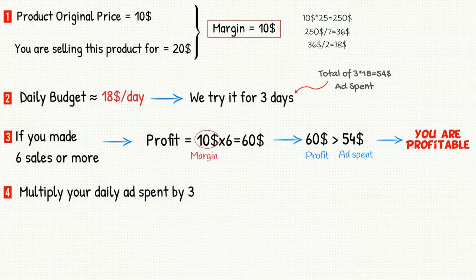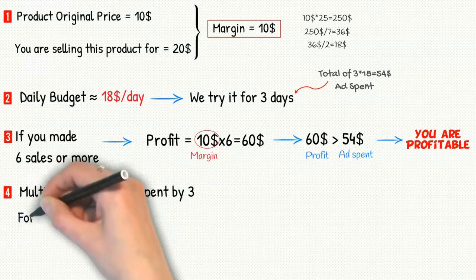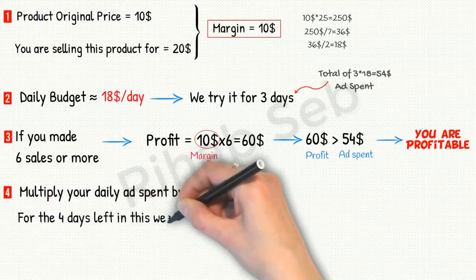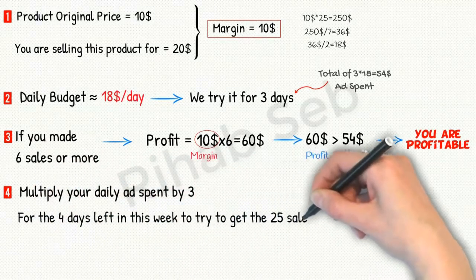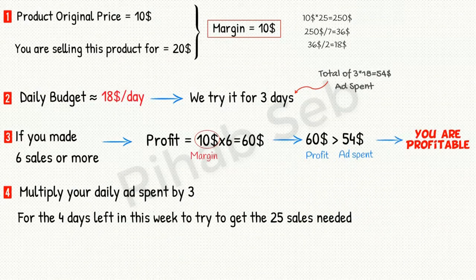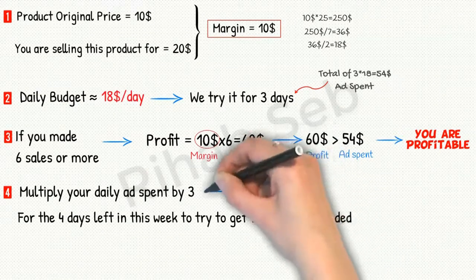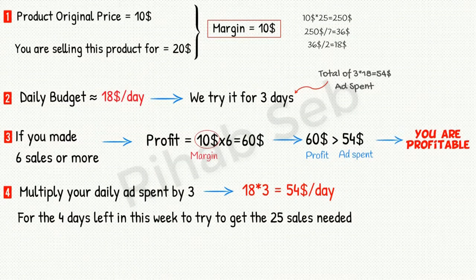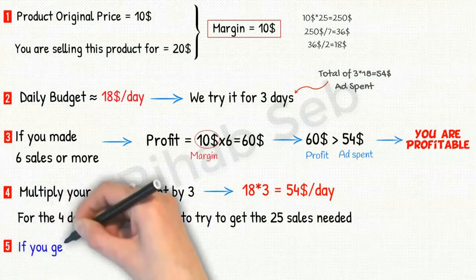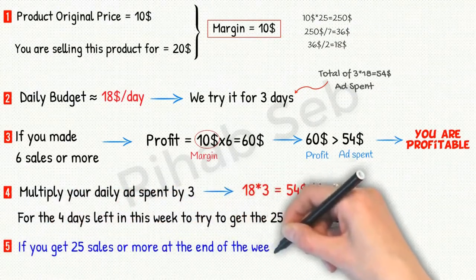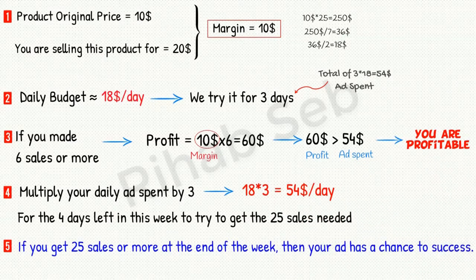In this case, you will multiply your daily ad spend by 3 for the 4 days left in this week to try to get your 25 sales needed. It means you will operate on $54 per day for the last 4 days. If you get your 25 sales or more, then your ad has a chance to succeed.